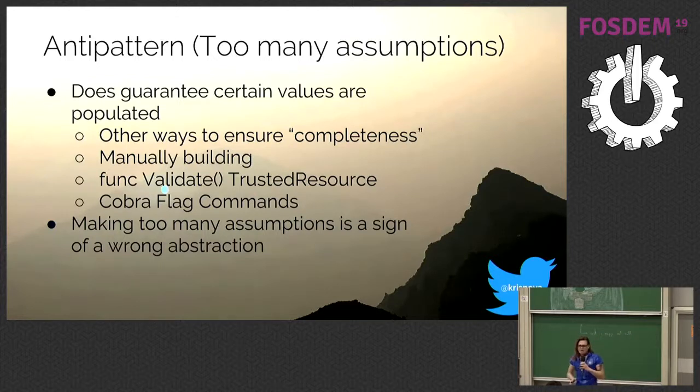So granted, it does guarantee certain values are populated because you're forced to pass them into the function, but there's other ways that we can do this. A really great example of this is if you've ever used Steve's Cobra command library in Go. That forces you to define a default, and that default is going to get populated wherever you want it to get populated. So you can structure your code in such a way that you can guarantee that these fields can be populated without having to create all of these noisy factories. And again, making too many assumptions is a sign of a wrong or incorrect abstraction.